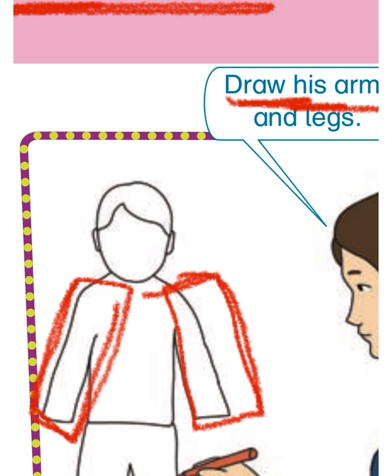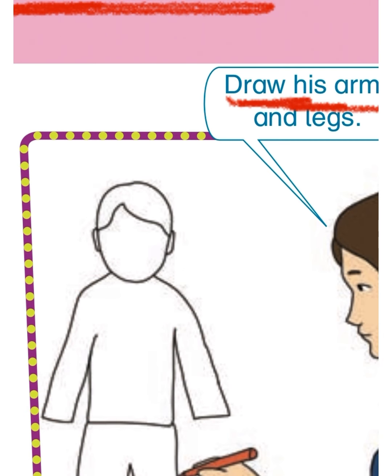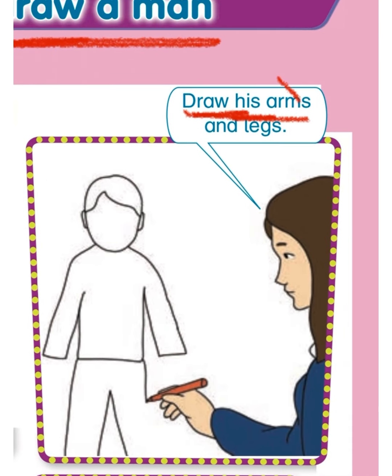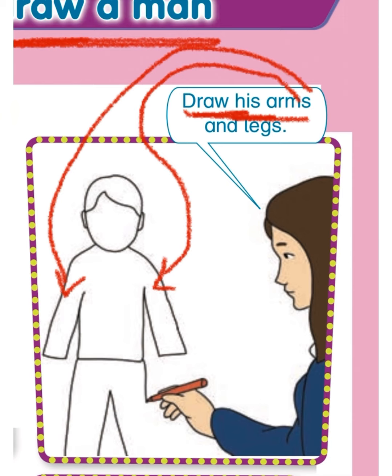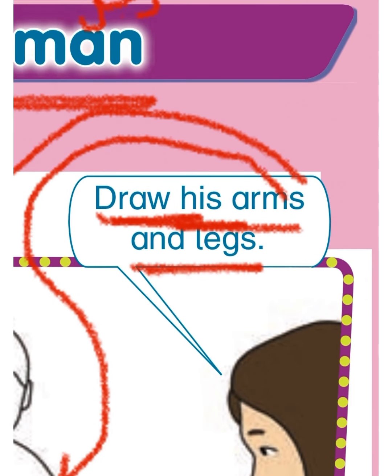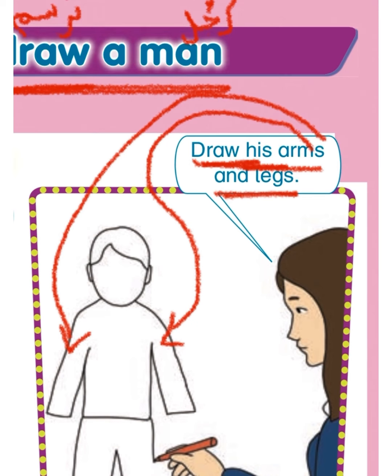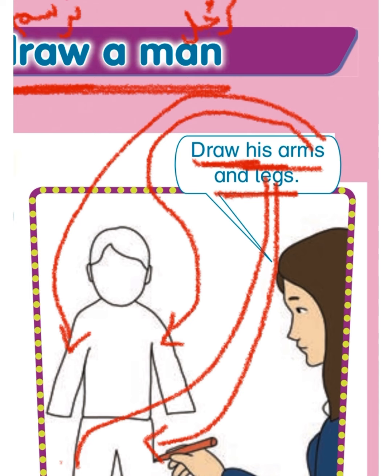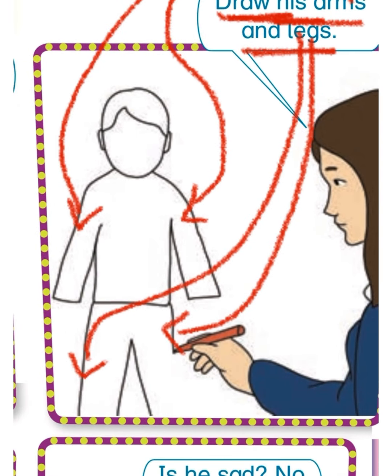Look, these are his arms. خلينا نوصلهم يا مس. نوصل الكلمة with the part, الكلمة مع الجزء. Arms. Okay. Arms and legs. Arms and legs. أذرع يديه يعني and legs. أرجله, legs. Look, these are his legs. يعني أرجله. Let's continue drawing. كمل الرسمة.